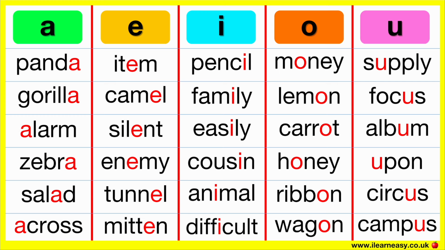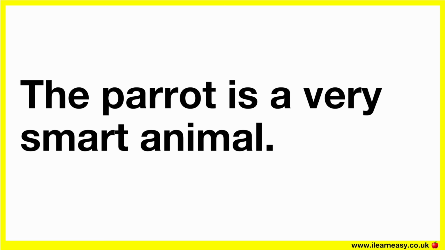Now let's look at some sentence examples. Pause the video and try to identify where the schwa sound is. The parrot is a very smart animal. The parrot, animal.